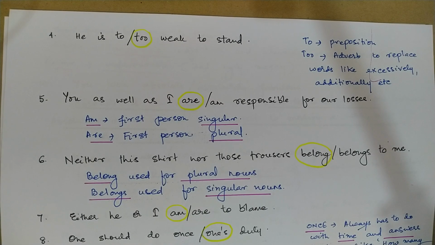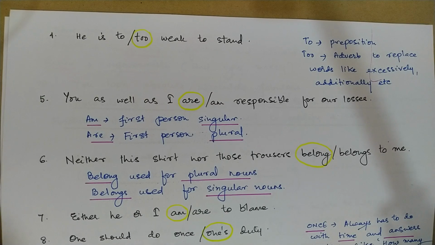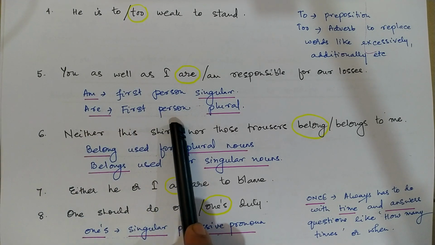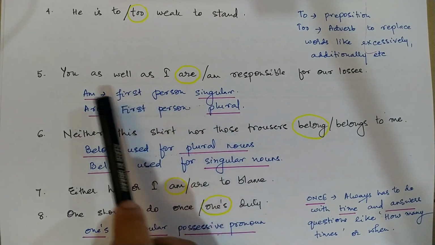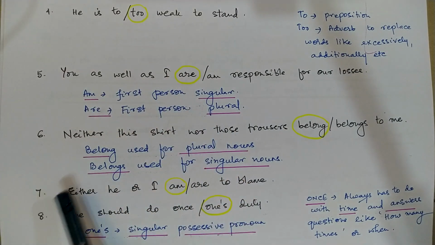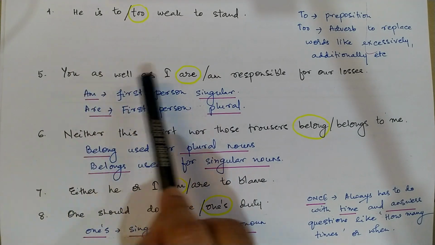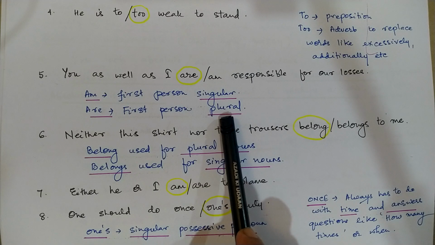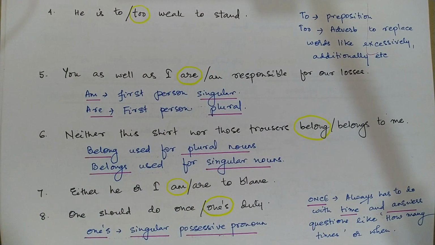Number 5. You as well as I are or am responsible for our losses. Now where do we use am and where do we use are? Am is used as first person singular and are is used as first person plural. So we use are. Why? Because you and I becomes a plural, therefore first person plural, so we use are.